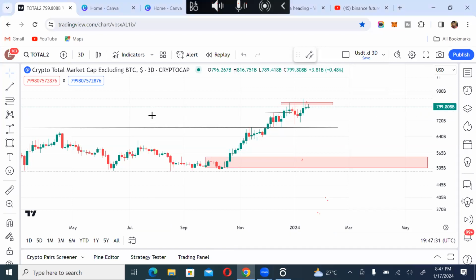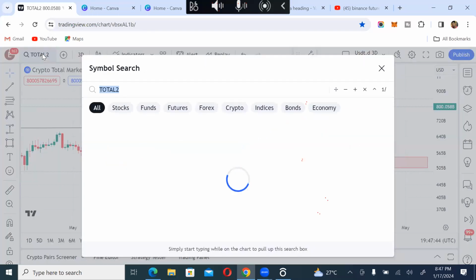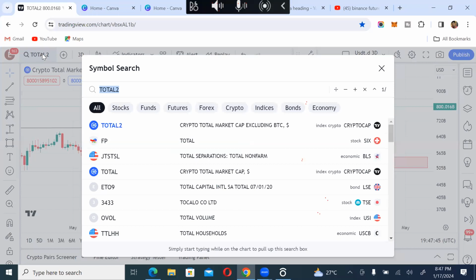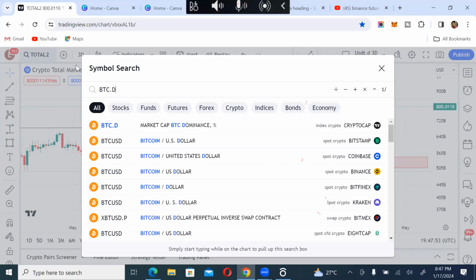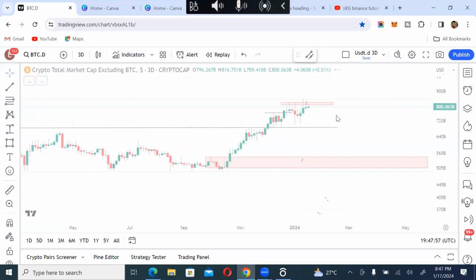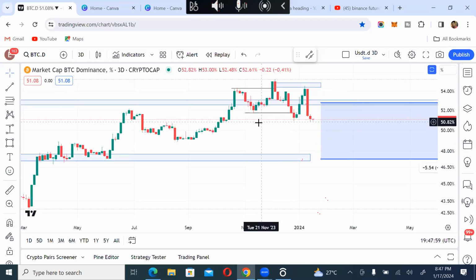Is Total 2 a major determinant for altcoins? Yeah, Total 2 and Total 3 show you the market cap. But the major thing that determines altcoins' movement is BTC dominance, the relationship between these two.